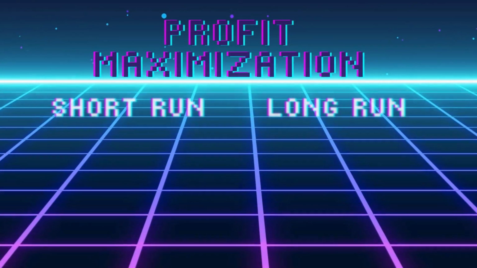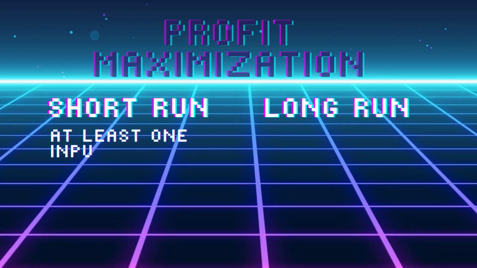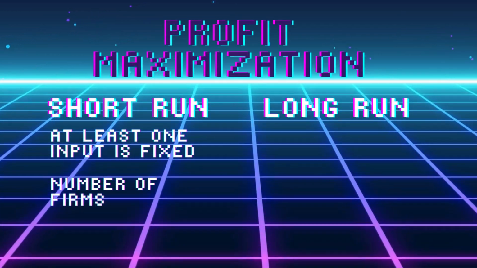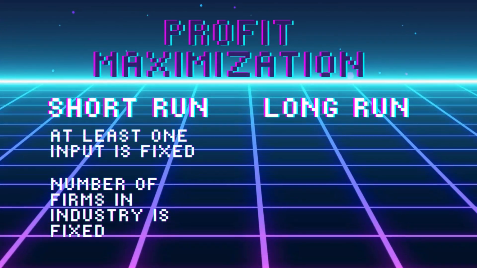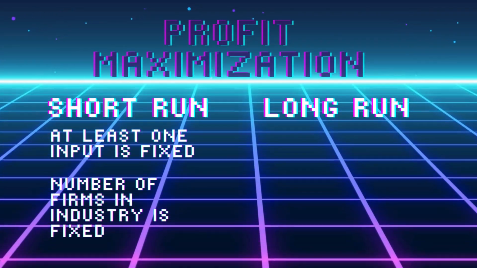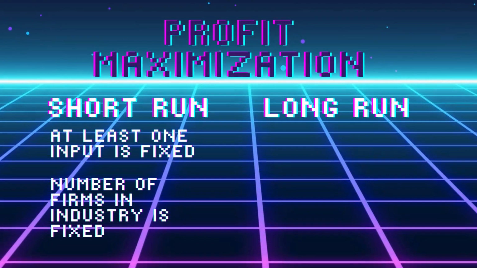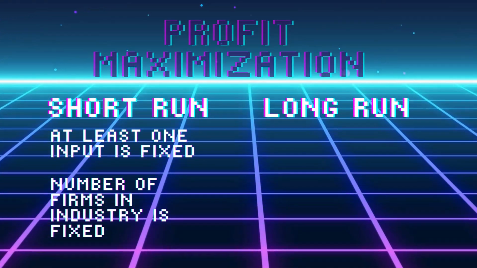Remember, the short run means that at least one input is fixed. This means that the number of firms in the industry is also fixed, because to enter or exit a market, a firm must vary all of its inputs. This sounds more complicated than it actually is, but think of it this way.